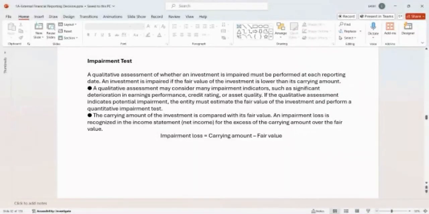If the qualitative assessment indicates potential impairment, the entity must estimate the fair value of the investment and perform a quantitative impairment test. The carrying amount of the investment is compared with its fair value. An impairment loss is recognized in the income statement, net income, for the excess of the carrying amount over the fair value. Impairment loss equals carrying amount minus fair value.